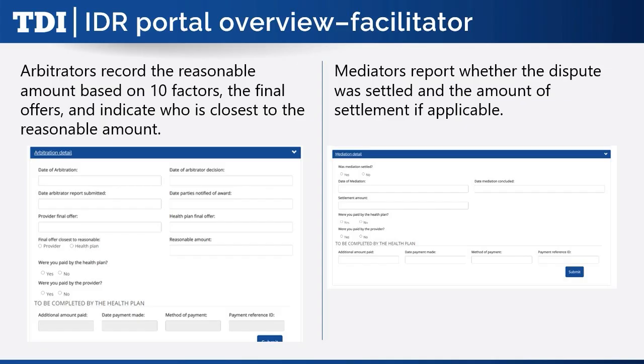So if a facilitator is assigned, this is what they see in the portal. On the left side, you see what an arbitrator sees, and arbitration is a baseball style arbitration. So arbitrators use a position statement that is provided by the parties, along with 10 factors to determine the reasonable amount. They then determine the binding award based on the closest final offer. So as you can see, they enter the date that they completed the arbitration. They enter the final offers by both the parties, and then they put in their reasonable amount and then close their portion of the request. The parties are then notified that the arbitrator has completed the request, and it moves forward accordingly.